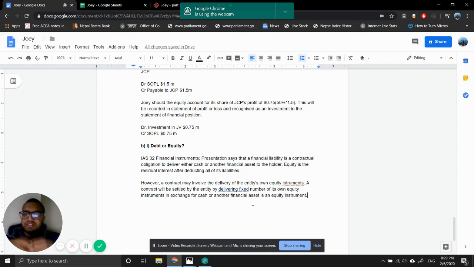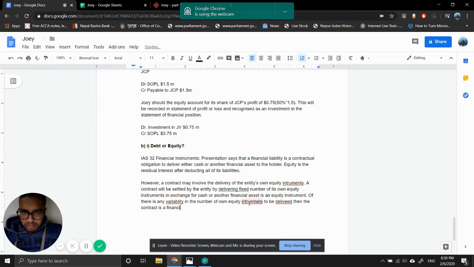Okay, if it is a fixed number of equity instruments. But if there is any variability in the number of own equity instruments to be delivered, then the contract is a financial liability. Okay, if there is any variability, it's a financial liability, as simple as that.